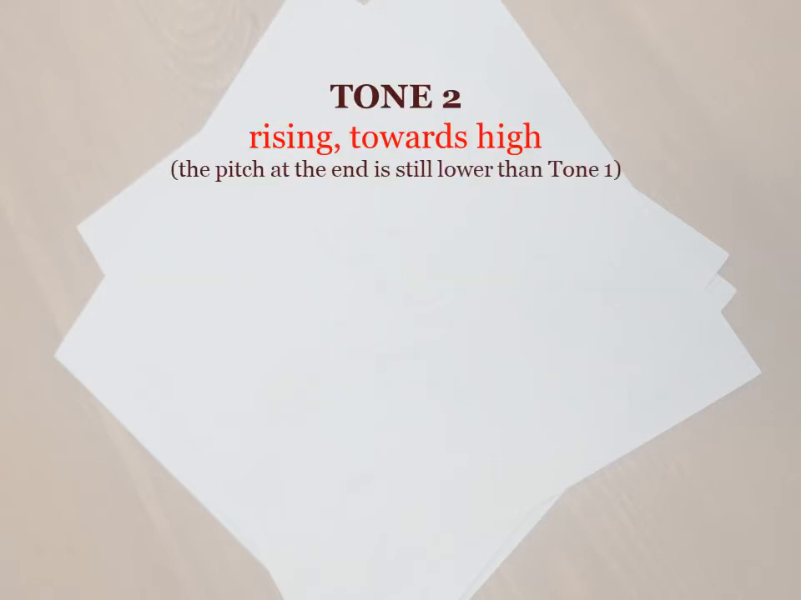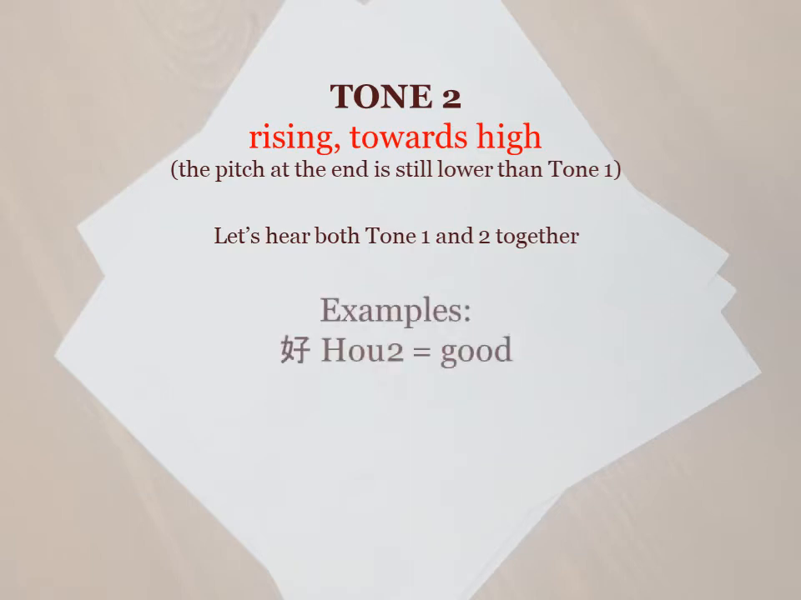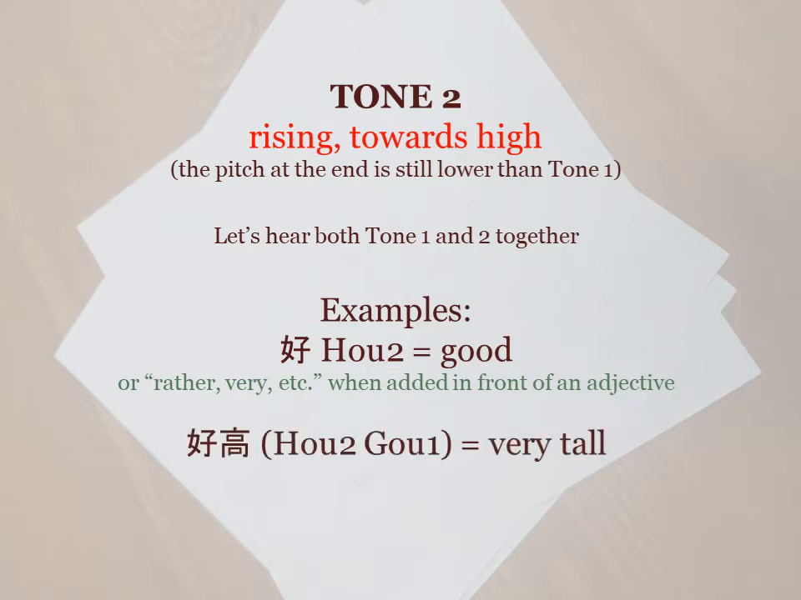Tone 2, rising towards high. The pitch at the end is still lower than tone 1 though. Let's hear both tone 1 and 2 together. Here are some examples. Ho, ho. It means good. And it can also mean rather or very when added in front of an adjective. Ho go means very tall.